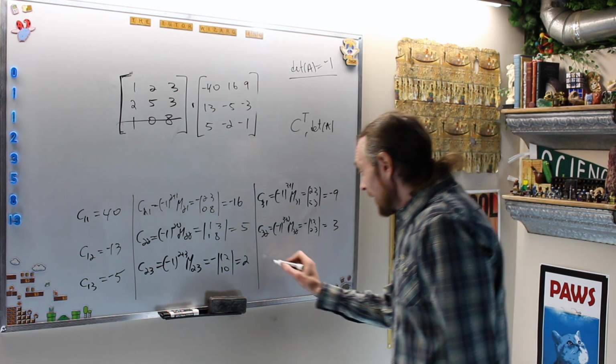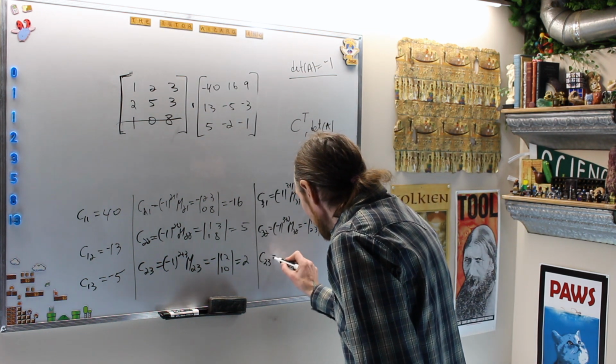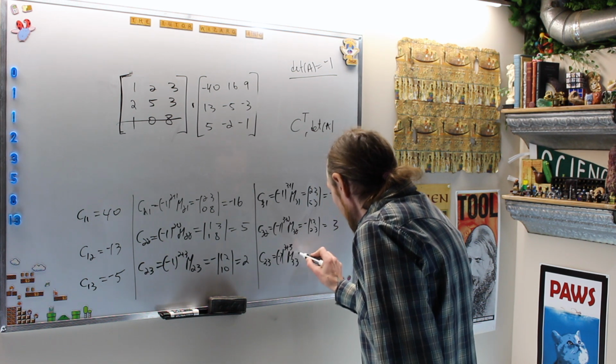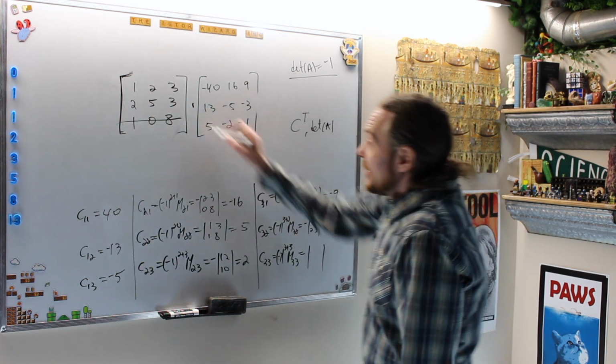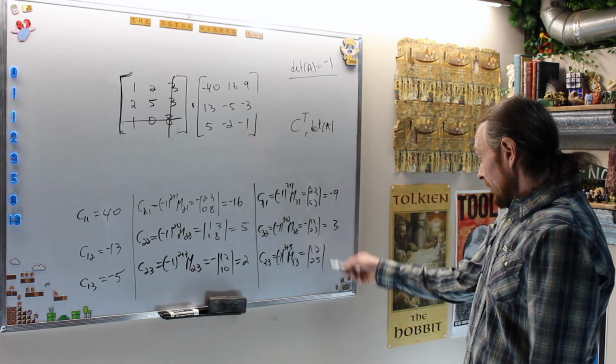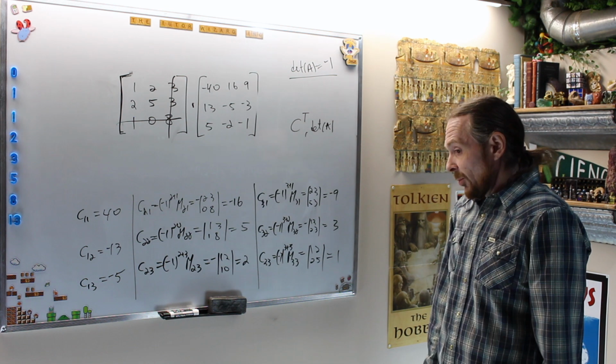3 gives me a 3, and then I get C33 is negative 1 to the 3 plus 3, M33, which is equal to M33, which is equal to 1, 2, 2, 5, which is 5 minus 4, which is 1. What does that give me?